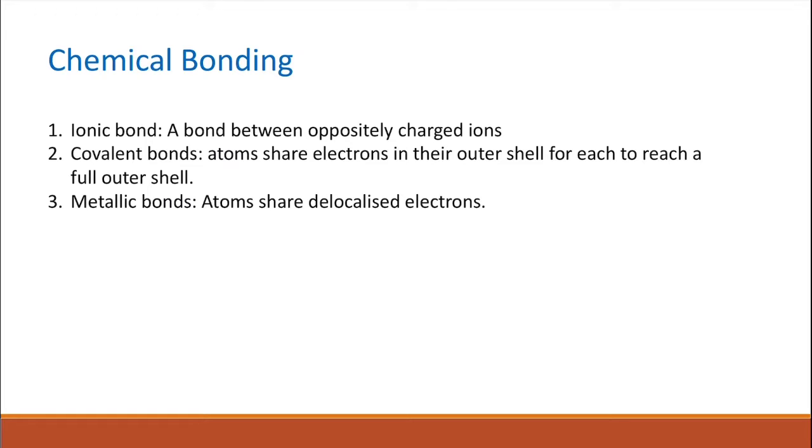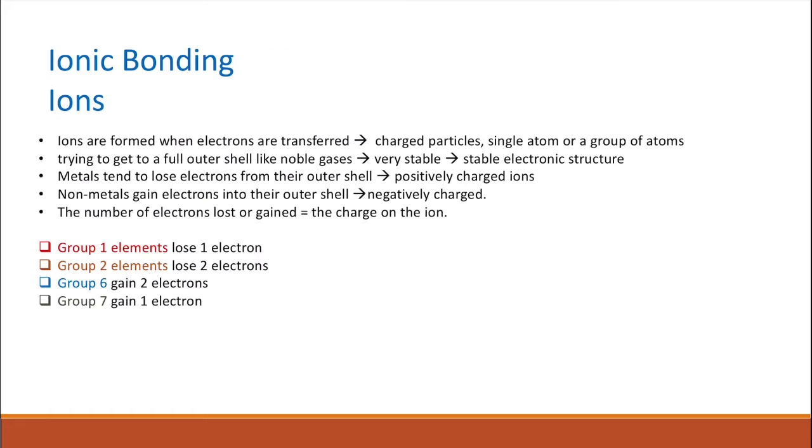And then the second one is the covalent bond, and covalent bonds are formed when atoms share electrons in their outer shell so that each one of them can reach the full outer shell. It occurs in nonmetallic elements and compounds of nonmetals. The third type is the metallic bond, and in this type of bond, atoms share delocalized electrons. It's usually found in metals and alloys.